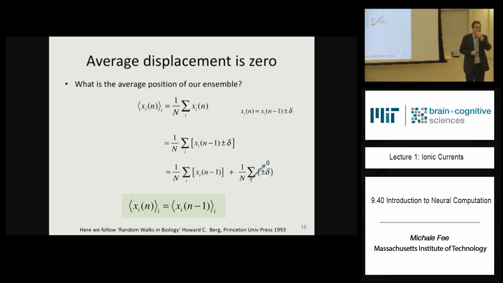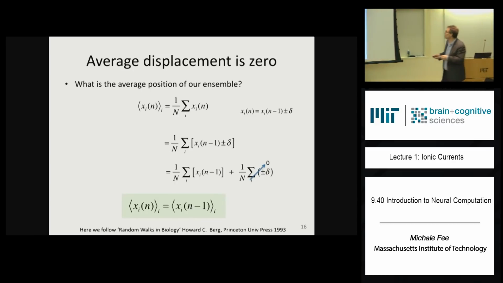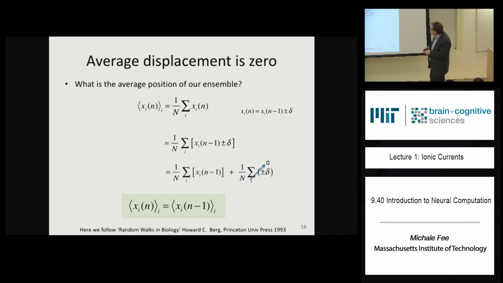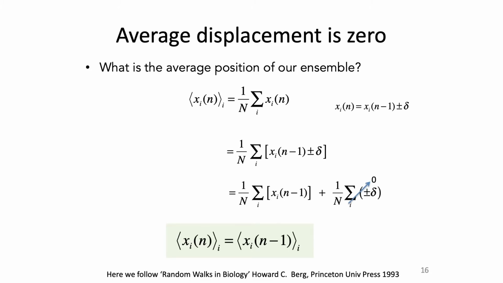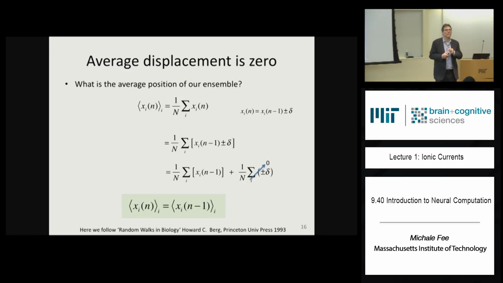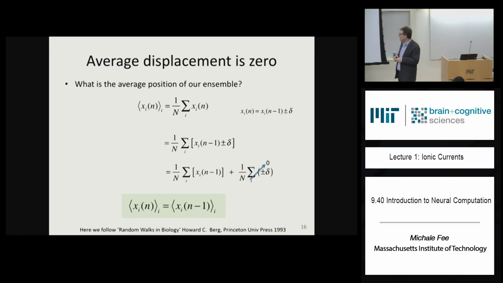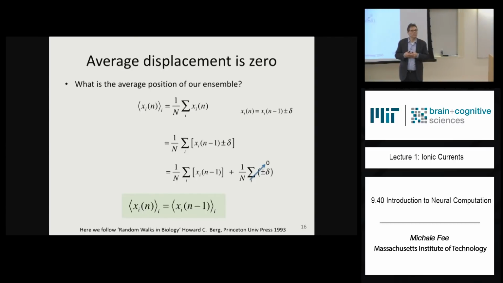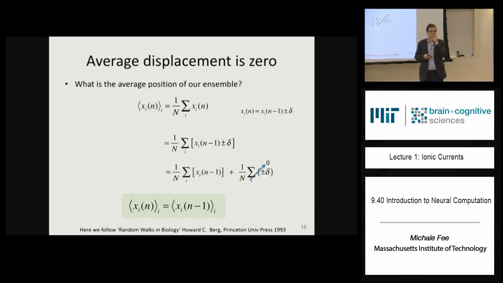Yes? Yes, so this here is just this. This bracket means I'm averaging over this quantity i. So you can see that's what I'm doing here. I'm summing over i and dividing by the number of particles. i is the particle number. So if we have 10 particles, i goes from 1 to 10. Okay, thank you.